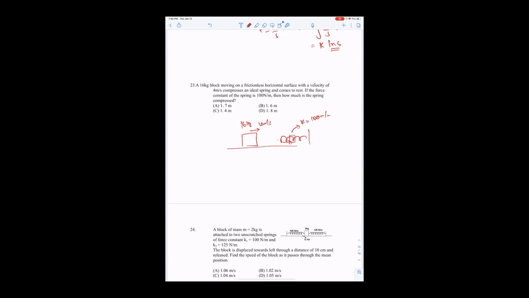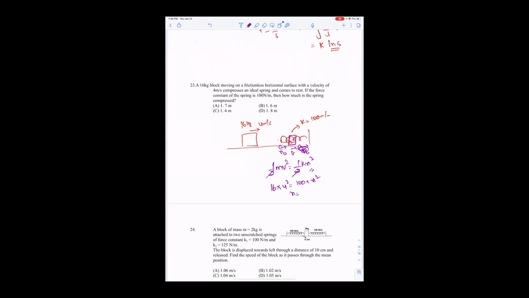So the block comes to rest somewhere here. The velocity is how much? 0. And the compression is x naught. So half m v square, the energy lost, is equal to the energy in the spring, half k x square, the spring potential energy. So the 2 gets cancelled, mass is 16, v square is 4 square, k is 100, into x square.